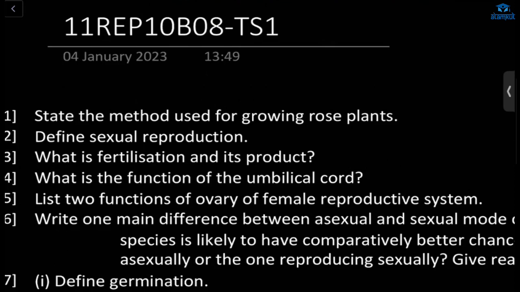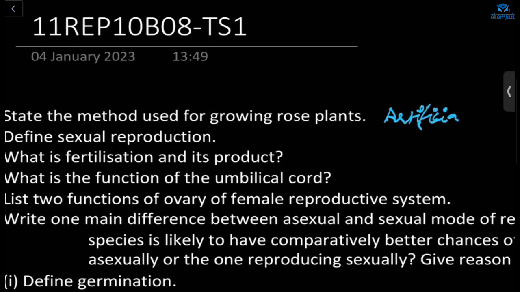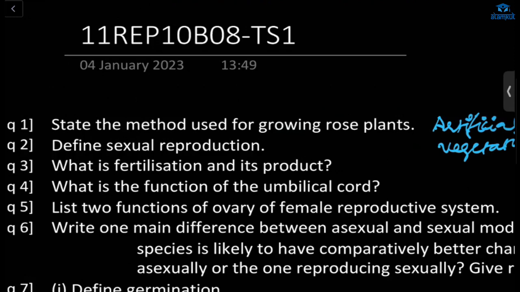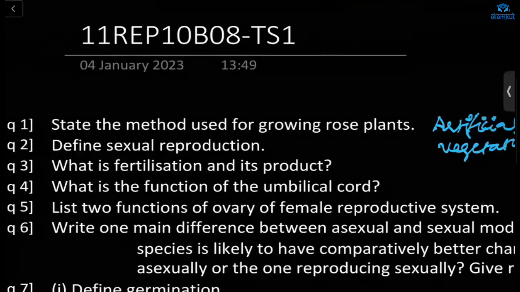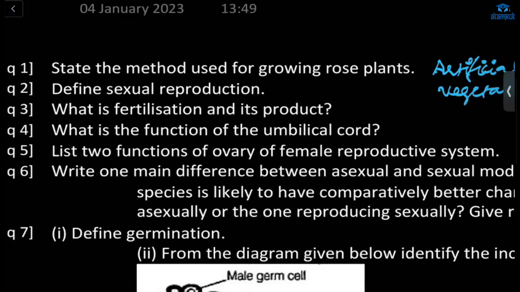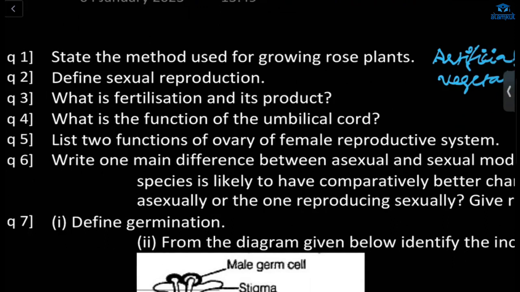First question: state the method used for growing a rose plant. Very easy. What is the answer? Artificial vegetative propagation. Define sexual reproduction. This is the method which involves fusion of gametes from both parents, that is ovum and sperm. What is fertilization and its product? The fusion of the sperm with the egg is called fertilization. It will lead to the formation of the zygote.